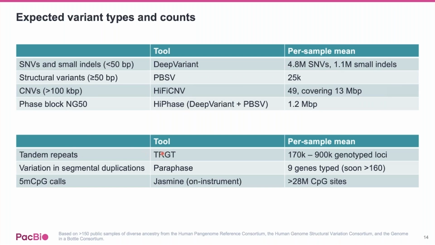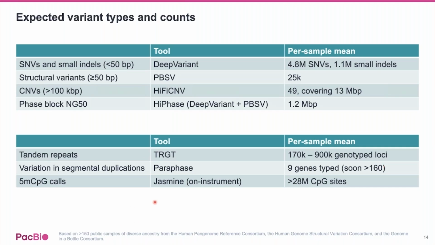The tandem repeat genotyper tool, TRGT, works off of a list of input loci, and you can choose from existing input files covering 56 loci with pathogenic expansions, 170,000 polymorphic repeats, or 900,000 polymorphic repeats. So the output here is going to depend on what input file you use. Our genotyper for genes in segmental duplications, Paraphase, currently types 9 genes in segmental duplications, but will be updated soon to cover over 160 segmental duplication regions.